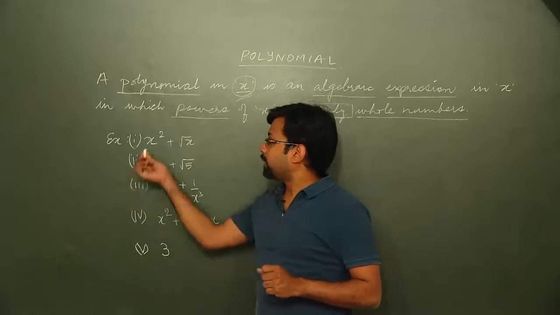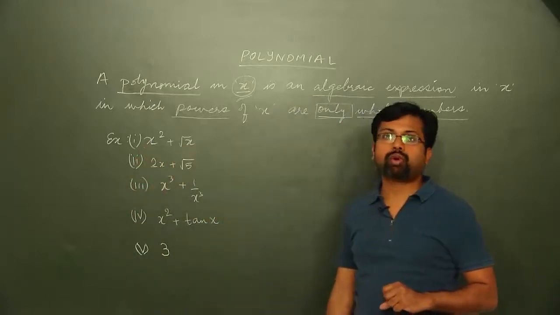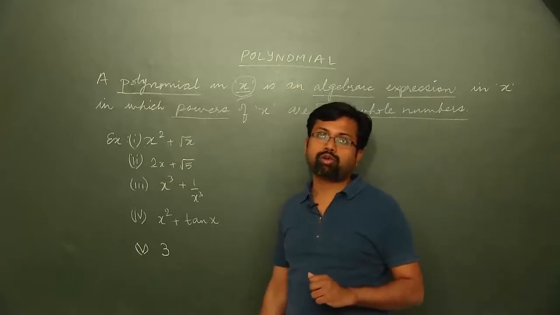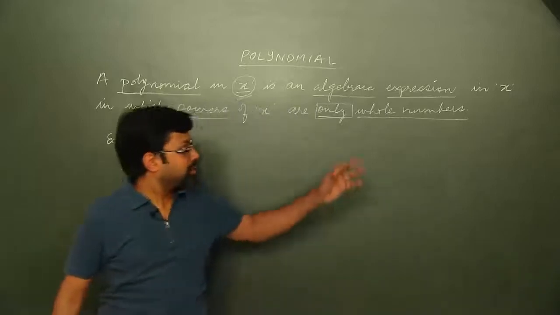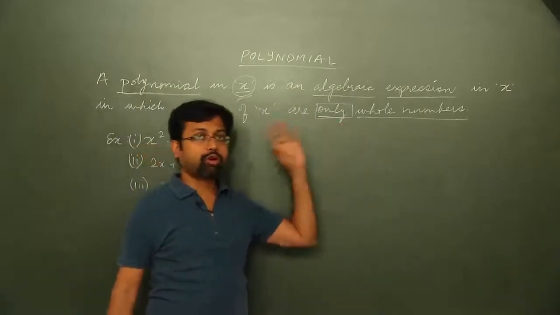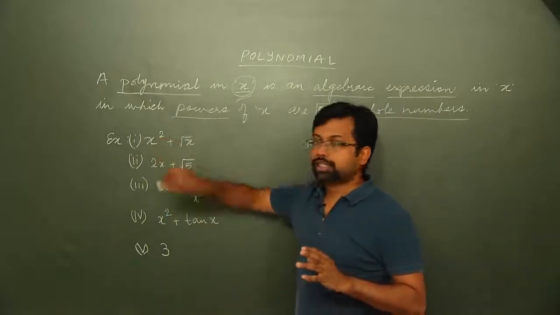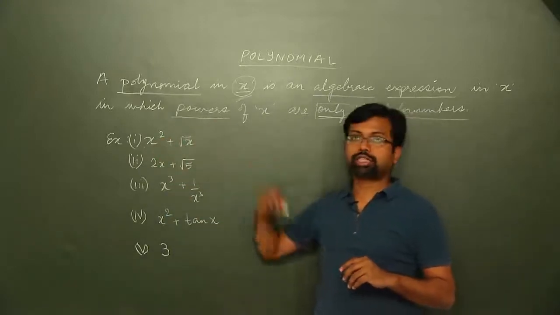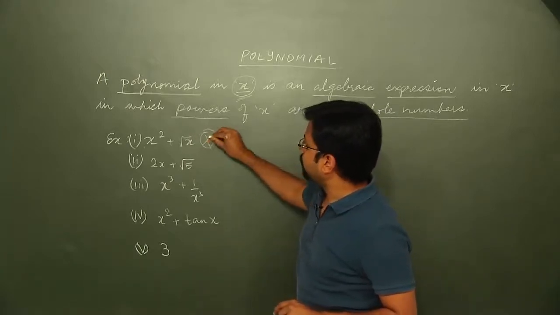Now the power of x here is 2, so it is a whole number. But here the power of x is 1 by 2, half. Root x is equal to x to the power 1 by 2. Hence, the third and the last condition, that all the powers of x have to be only whole numbers, is not satisfied. Although here it is satisfied, the second term does not satisfy it. Hence, this is not a polynomial.